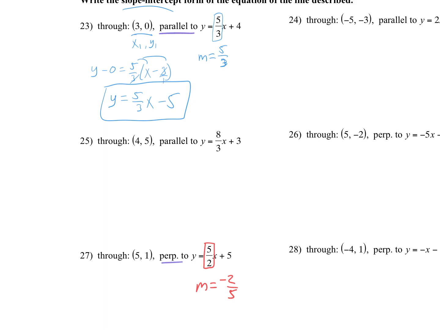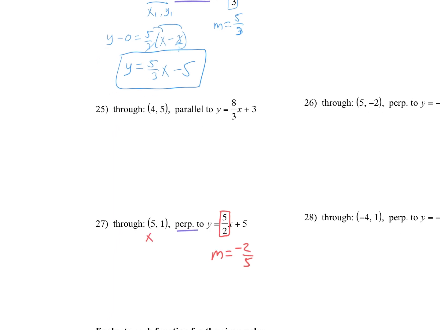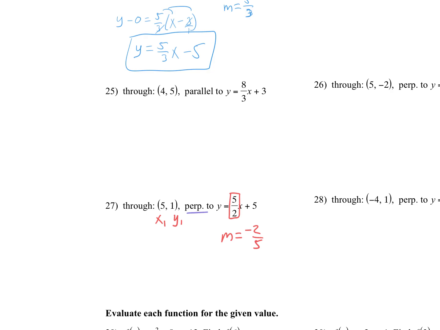And then from here, you do the same thing. You're given a point, so I'm going to label this x1, y1, and you found the slope, negative 2/5. And then plug it into point slope form and then convert it to slope intercept. Y minus y1 is going to become y minus 1. Our slope is negative 2/5. We get x minus x1, which is x minus 5.